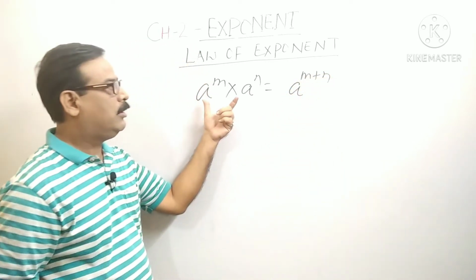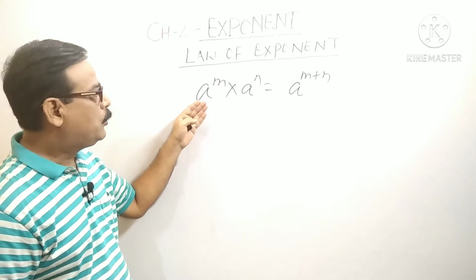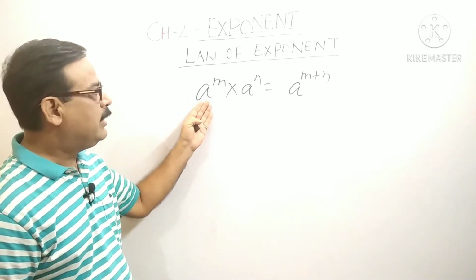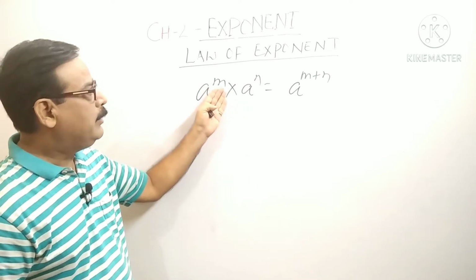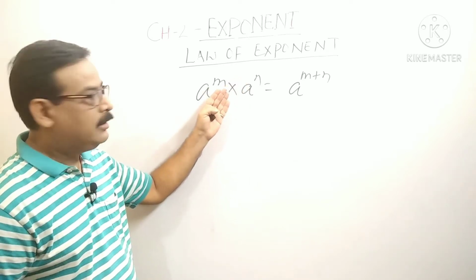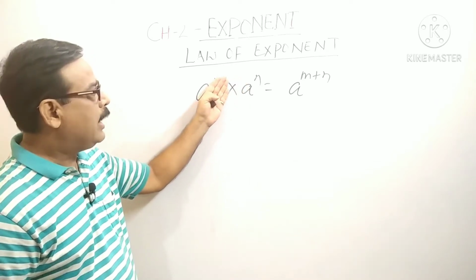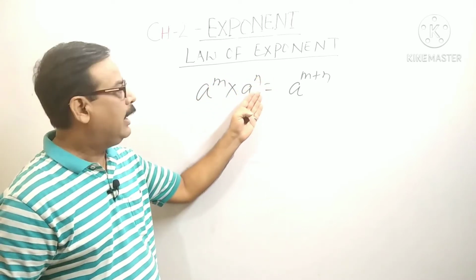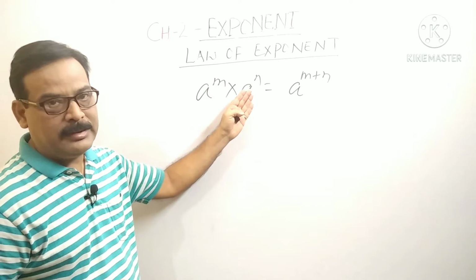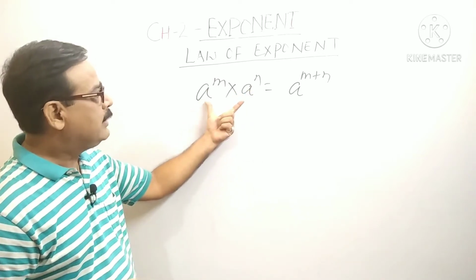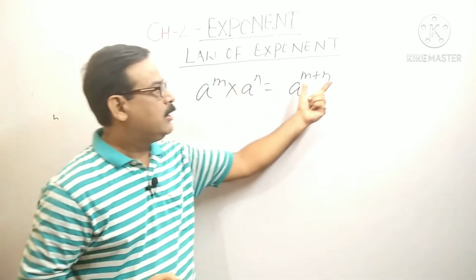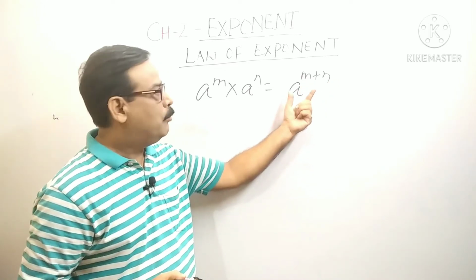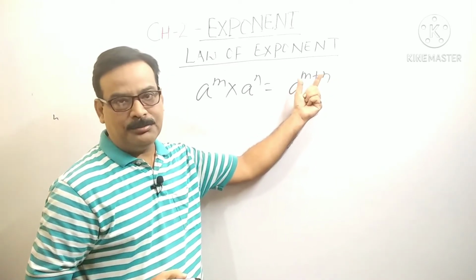according to the first law of exponents, if two rational numbers have the same base, here the base is the same, that is a, but the powers are different, the first power is m, a positive integer, and the second power is n, also a positive integer. So when the base is the same, the powers must be added together. So we can write here base a but power m plus n.